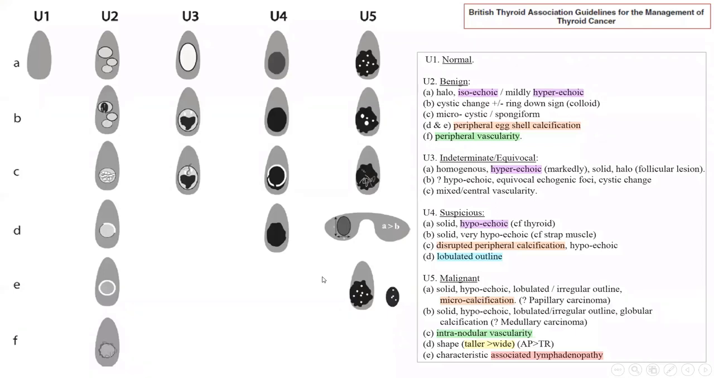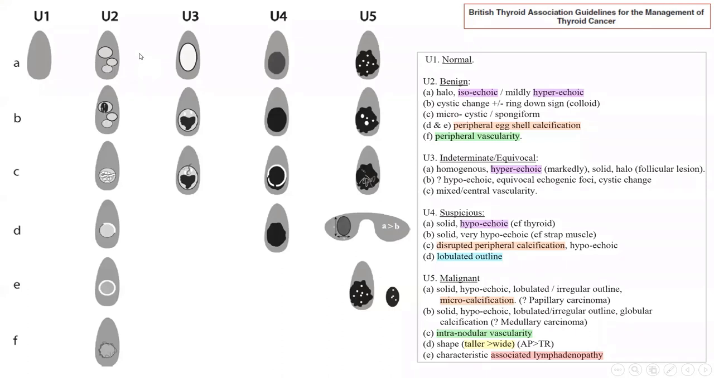This is the British Thyroid Association guidelines for the management of thyroid cancer, and it classifies thyroid nodules into U1 to U5 categories. U1 is a benign, normal thyroid gland. So U1 is a normal thyroid gland, no need for fine needle aspiration biopsy. U2 is a benign thyroid nodule.